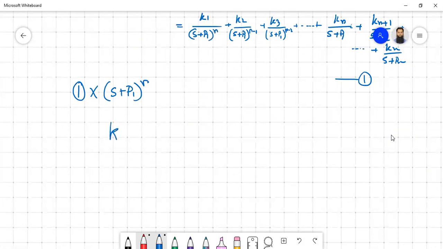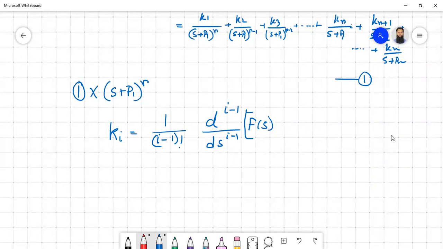So the generalized K_i will be basically 1/(i−1)! times d^(i−1)/ds^(i−1) of F(s), that is F(s) multiplied by that multiplying factor we have, (s+p1)^r. Then you have to set s equal to −p1. So what is the value of i? i is 1, 2, 3, goes up to r. And just as a reminder, the factorial of 0 is basically 1. You may have to apply it for the first value, K1.